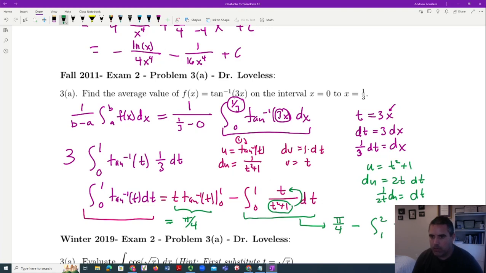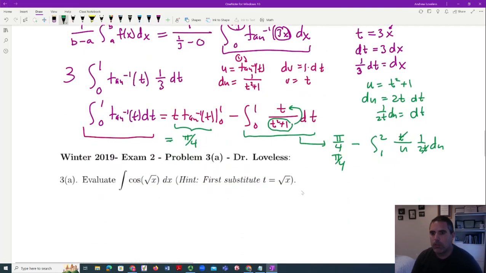T over u, 1 over 2t du. Success. Now I got it. Pi over 4, zoom up a little bit. Pi over 4 minus half of the log of u from 1 to 2. Log of 1 is 0, so I think all you get is pi over 4 minus a half log of 2, which there's lots of ways I could write that.